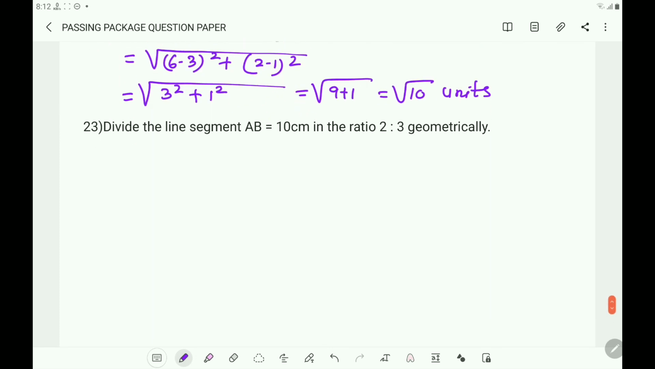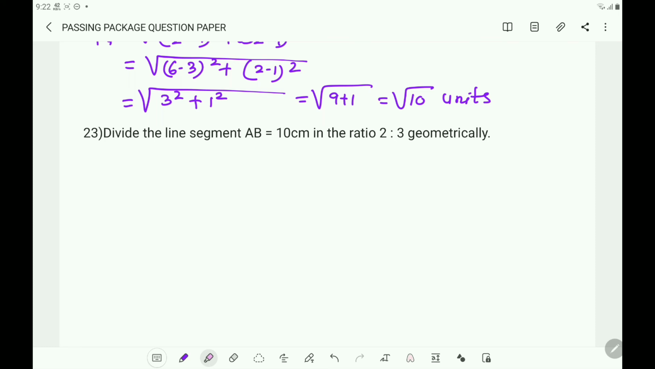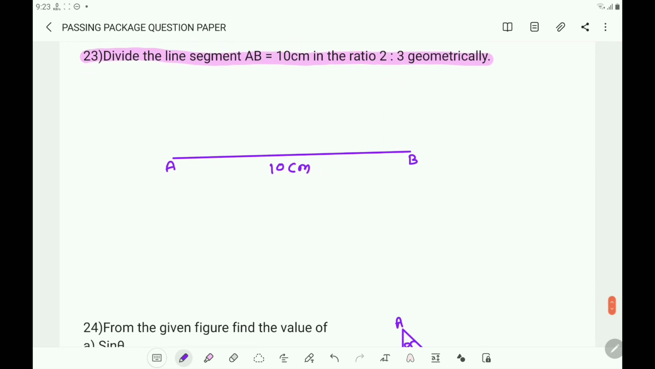Next, you take question number 23. Divide the line segment AB equals 10 cm in the ratio 2:3 geometrically. You know the method of dividing a given line in the given ratio. So in the first step, draw a line of 10 cm. This is the line AB. What is the length of this line? That is 10 cm.